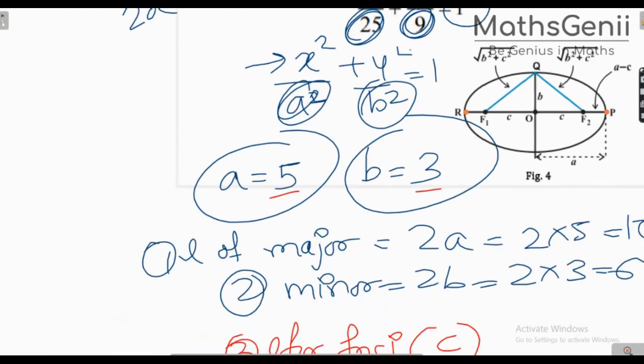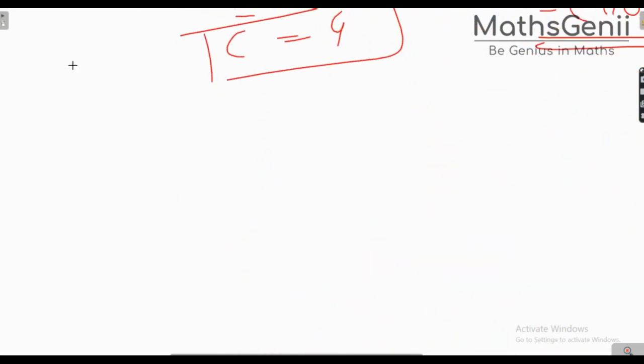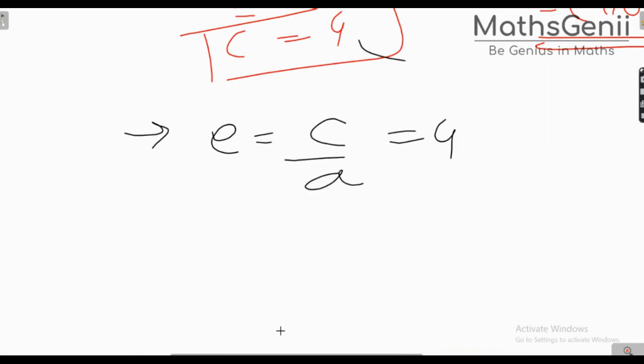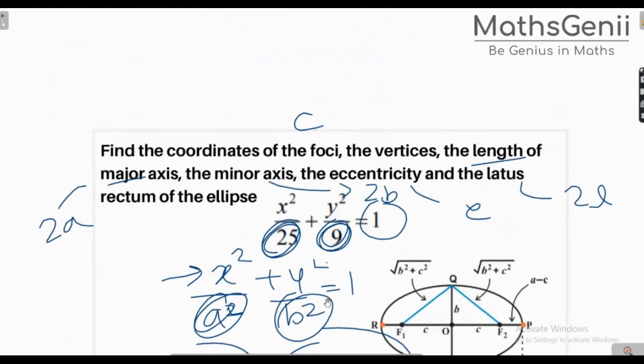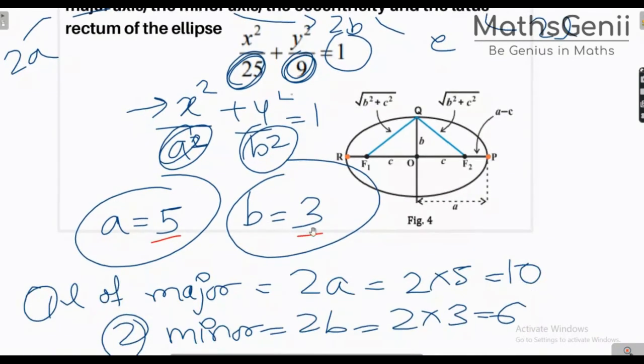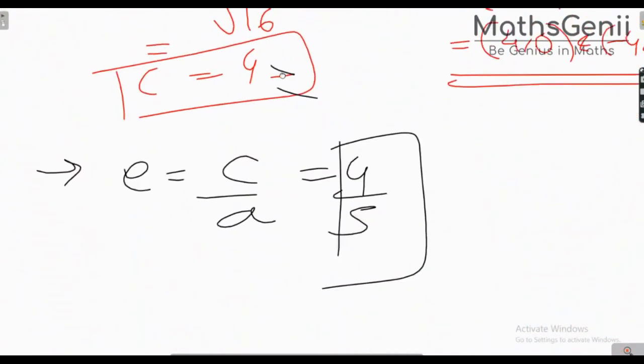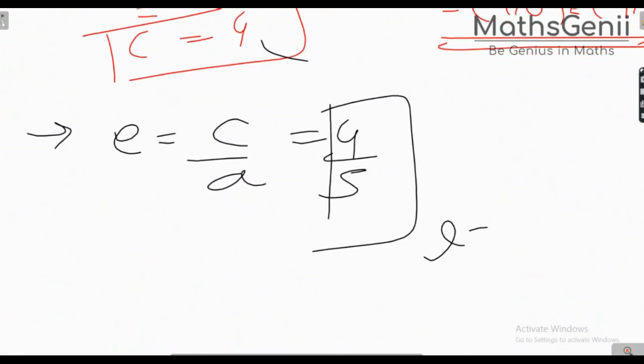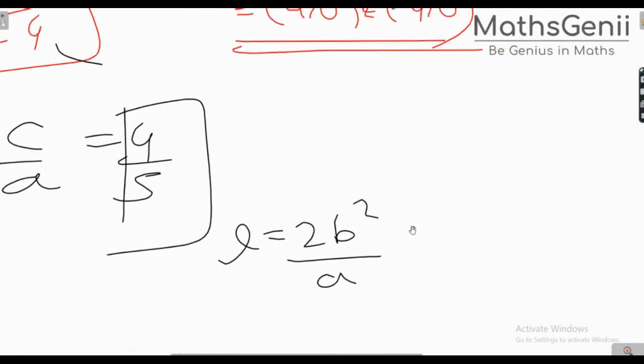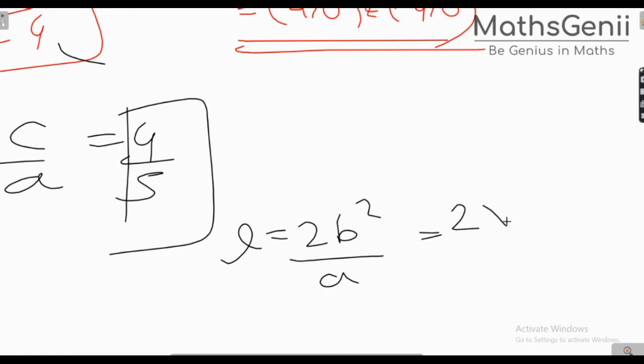Next, what is he asking me to find? Eccentricity. What is the formula of eccentricity? C upon A, correct? So eccentricity is C upon A. What was your C? 4. What was your A? 5. This is your eccentricity. Next, what is he asking me to find? Latus rectum. What is the formula of latus rectum? L is equal to 2B square upon A. So 2 into B square. B is 3, B square is 9, upon A was 5. Correct? So 18 upon 5.